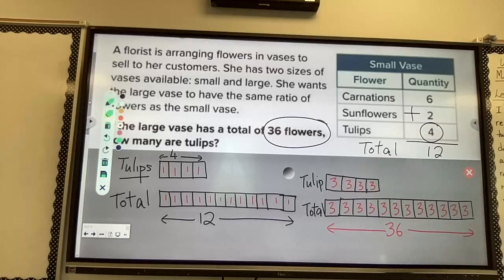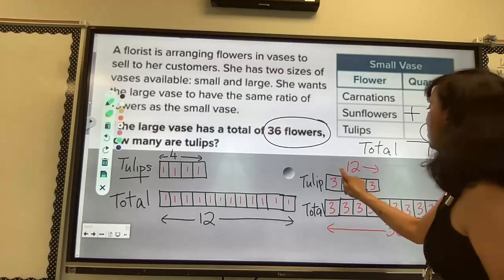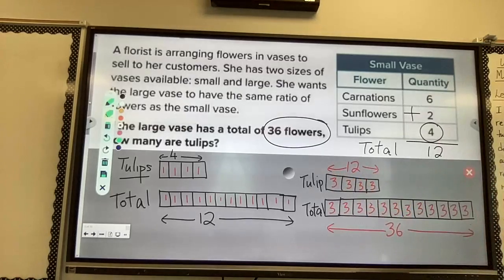To maintain that ratio, and it's asking how many tulips are there. So what is 3 times 4? That gives me 12 tulips when I have the part to the whole in this case.